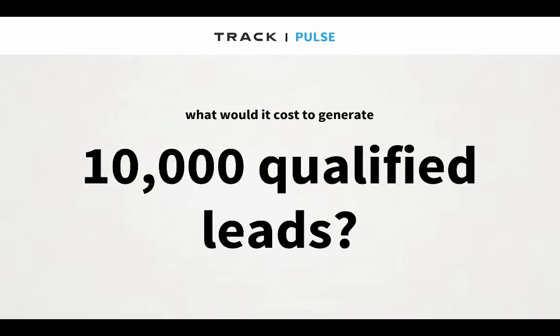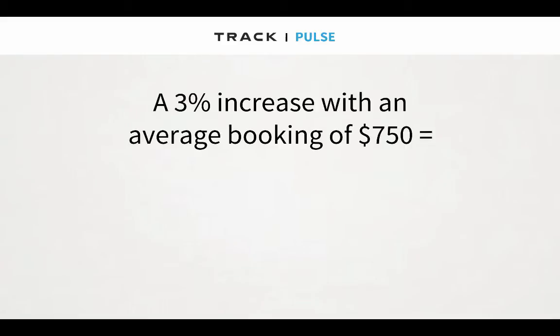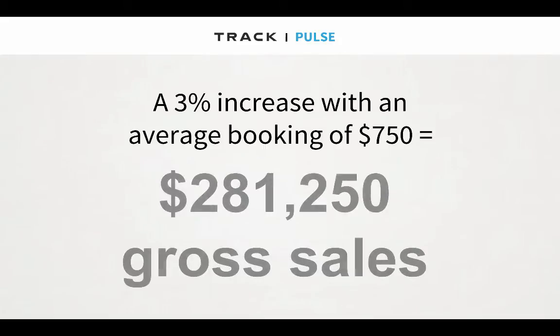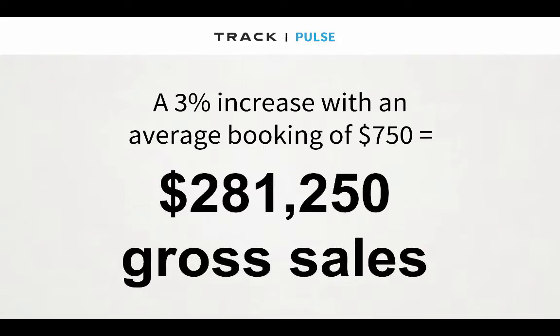So what would it cost to generate 10,000 qualified leads? Well, with TrackPulse, not as much as you think. If you're able to get a 3% increase in conversion with an average booking of $750, that would equal about $280,000 in incremental gross sales. That's a lot of cash.